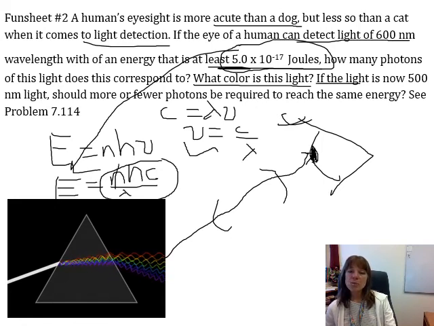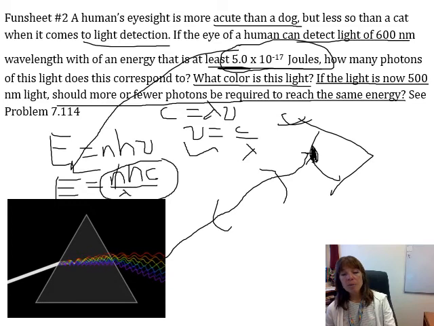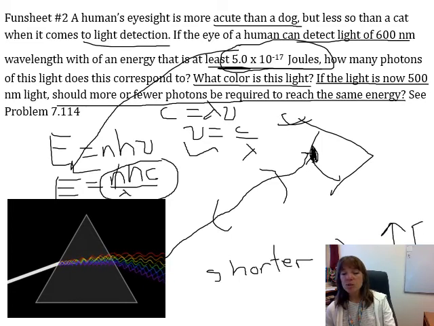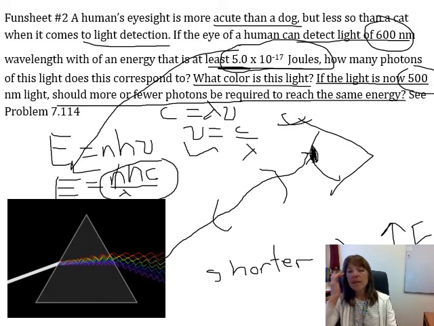And then I have a next question here. If the light is now 500 nanometers, should more or fewer photons be required? Now remember that a shorter wavelength has a higher energy. So it looks to me that this 500 is shorter than the 600. And if that's the case, then would you need more or less? That's your question for that.